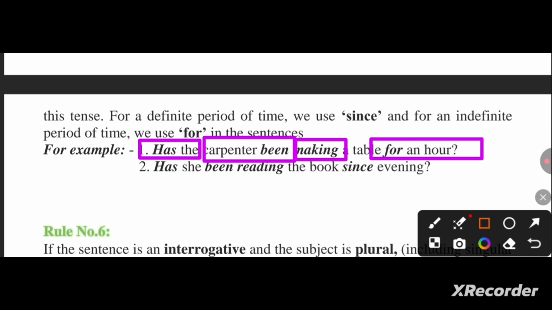In the second sentence, again has been used at the beginning, and the word been has been used after the subject she. Ing is used with the first form of the verb, and period is sure, that is evening. That's why we have used the word since over here.